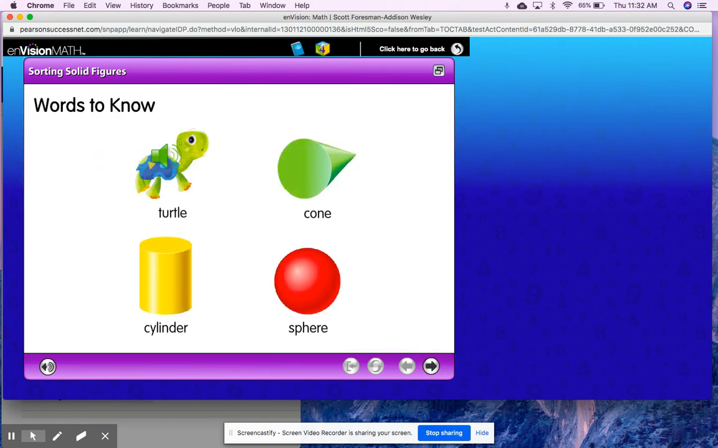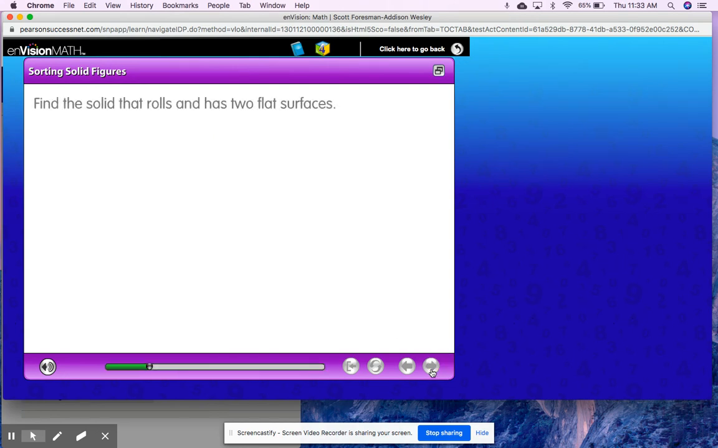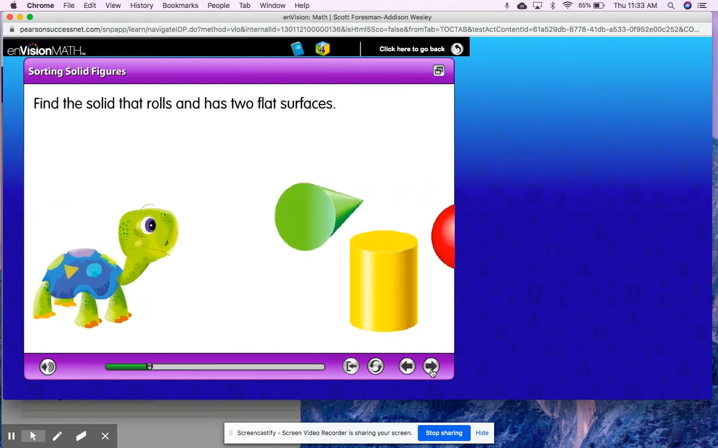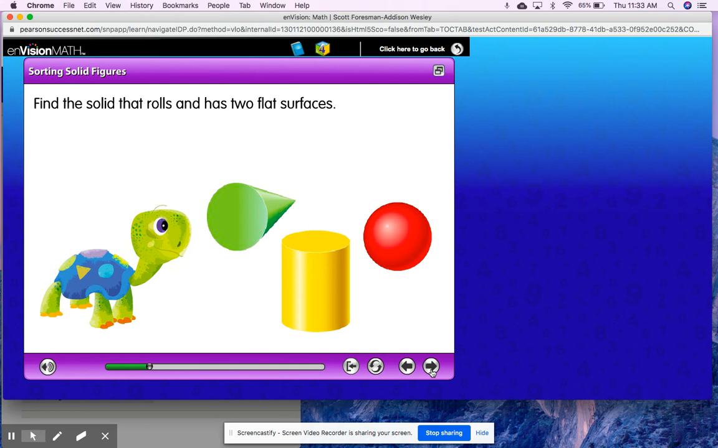Our words to know: cube, cone, cylinder, sphere. Find the solid that rolls and has two flat surfaces. So this is our main question for our video. We want to keep this in mind. We're looking for which one of these three solid figures has two flat surfaces but can also roll. You will sort these solid figures to find out.